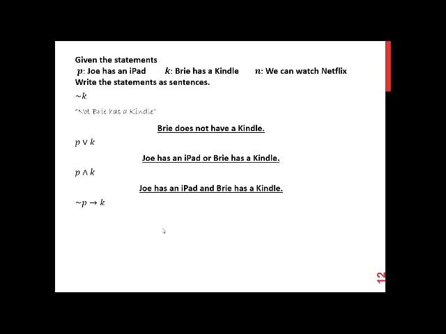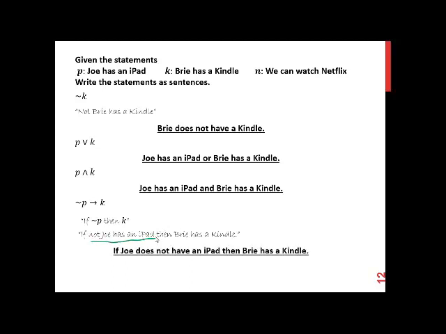Finally, if not P, then K. That's how we start off reading this. Now let's start piecing it together. Not P would be not Joe has an iPad, then Bree has a Kindle. And now we'll clean up the English a little. Instead of that not Joe has an iPad, we'll say if Joe does not have an iPad, then Bree has a Kindle.